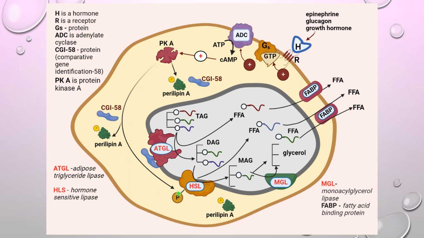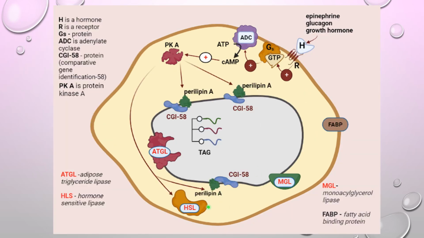Protein kinase A phosphorylates hormone-sensitive lipase, and this lipase will move from cytosol to the surface of a lipid droplet because the pathway is free. If you remember my previous slide, here the perilipin A CGI protein complex was present and prevented the transport of hormone-sensitive lipase to substrates.